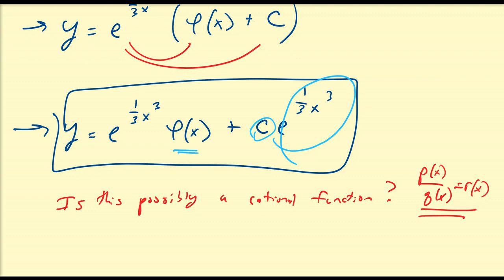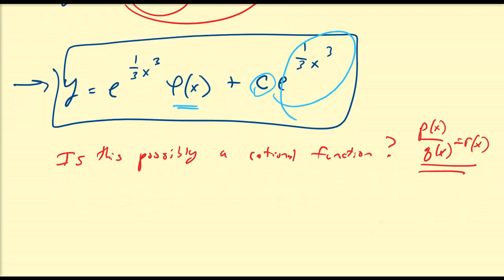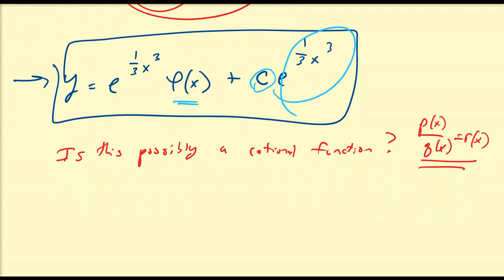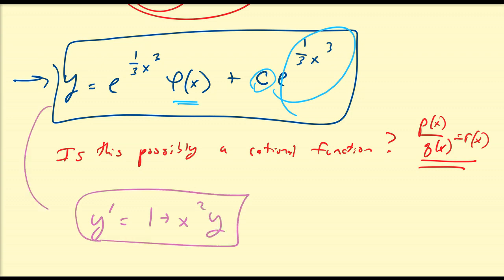So the question then becomes, okay, what about this Φ(x)? Is this possibly equal to something such that the sum of these two things is rational? So the best we can do really is this. We can look at our original differential equation that this is a solution of, for example, y prime is equal to 1 plus x squared y. This is the solution of this equation.